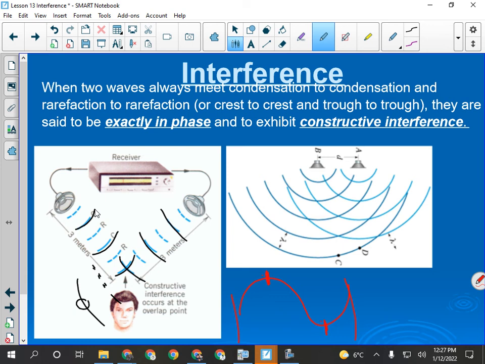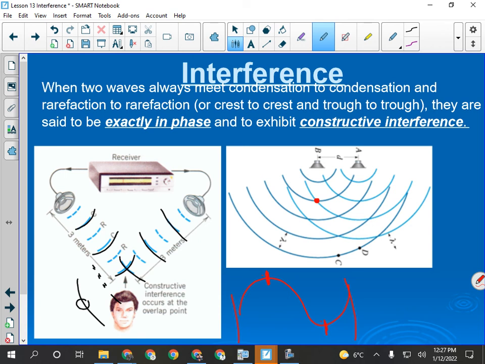All right, so let's say that I've got these two speakers, like we see in the diagram here on the right. All the stuff coming out of speaker A is the light blue lines, and everything coming out of speaker B is the dark blue lines. If I am standing right here, will I hear a loud sound or a quiet sound? Loud.